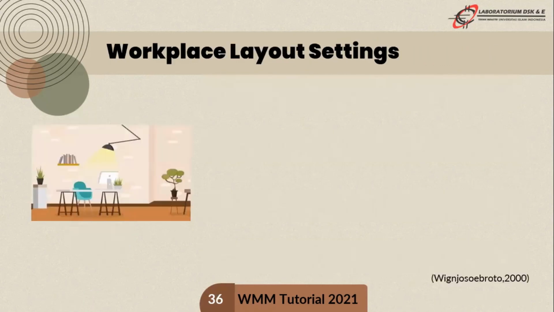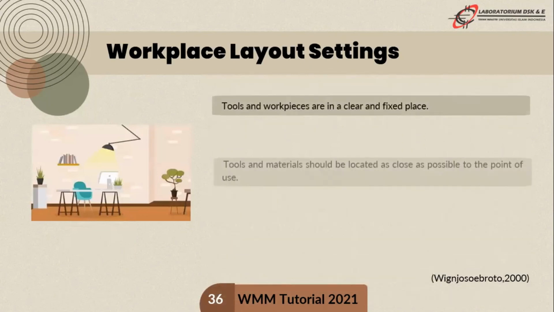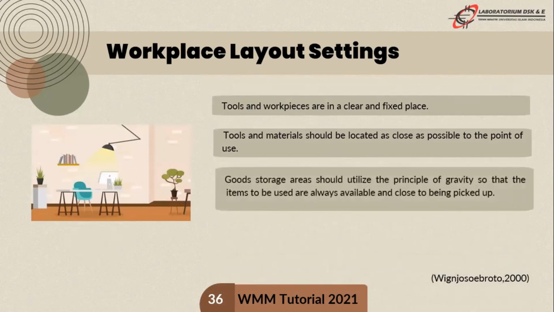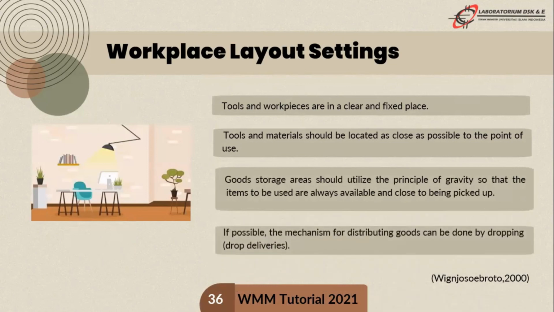And then we enter workplace layout settings. First, tools and work pieces are in a clear and fixed place. Tools and materials should be located as close as possible to the point of use. Good storage areas should utilize the principle of gravity so that the items to be used are always available and close to being picked up. If possible, the mechanism for distributing goods can be done by dropping, or what people call drop deliveries.